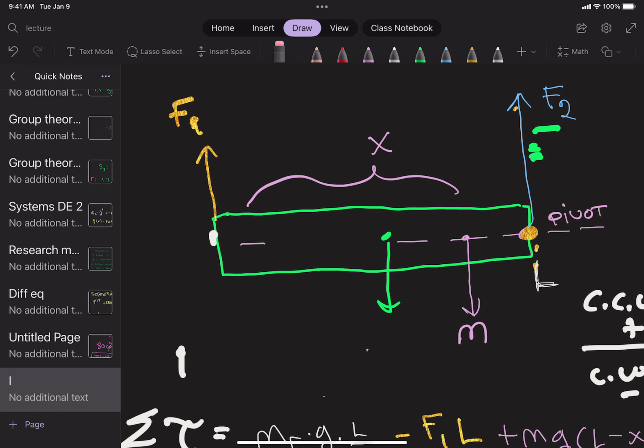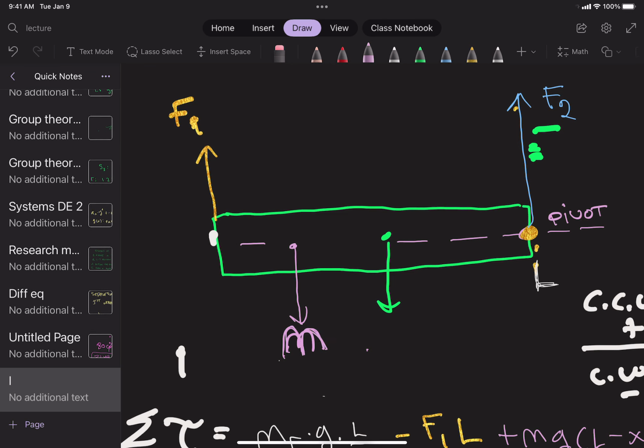And part 2 is you're going to keep the position constant, and you'll just increase the mass. And each time you increase the mass, you'll also measure the corresponding force.